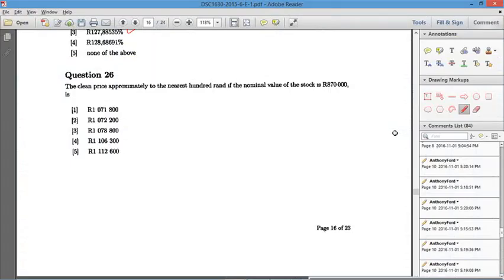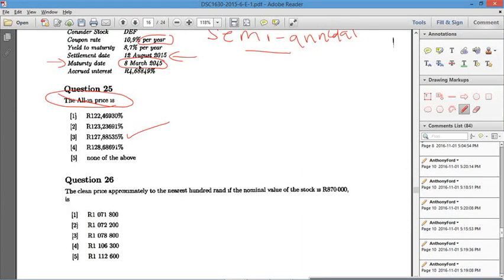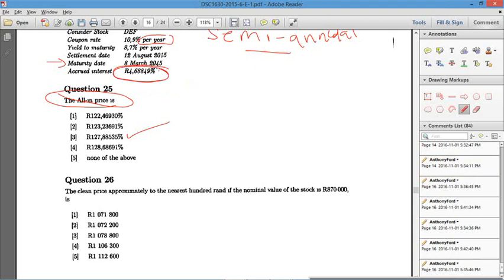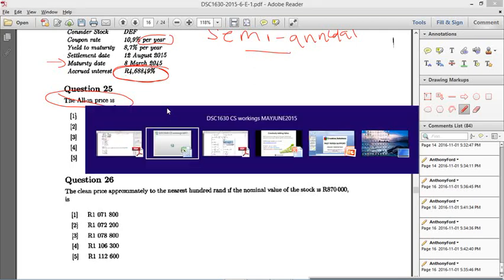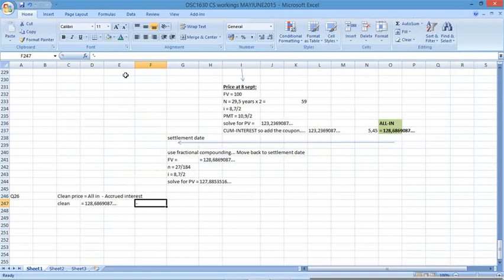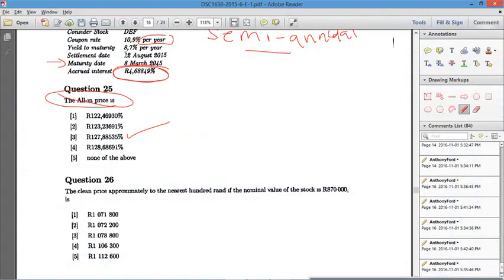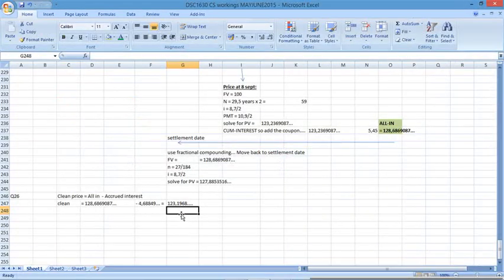Which I actually need to calculate, or do I? No, I don't. I think I remember seeing that. Yes, I do. Sorry, not all-in, accrued interest. I've got the all-in, I just worked it out. I've got the accrued interest, and now I can calculate the clean price. So negative, and that's going to give me 123.19.